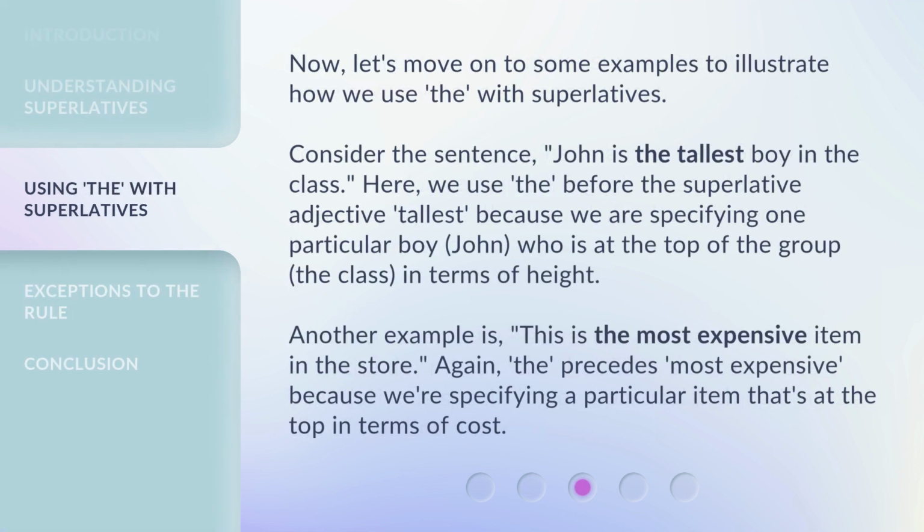Now, let's move on to some examples to illustrate how we use "the" with superlatives. Consider the sentence, "John is the tallest boy in the class." Here, we use "the" before the superlative adjective, "tallest," because we are specifying one particular boy, John, who is at the top of the group, the class, in terms of height.